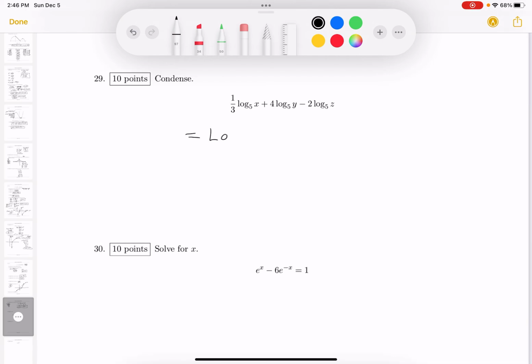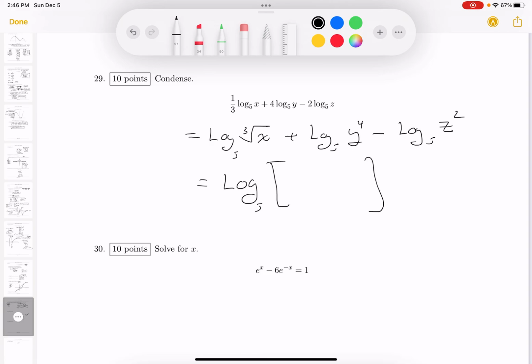This one says condense, one step at a time. These were all log base 5. This would be log base 5 of the cube root of x plus log base 5 of y to the 4th power minus log base 5 of z squared. Well, I'm going to condense it into one log now, log base 5. And this is going to be a quotient. And it's going to be the cube root of x times y to the 4th over z squared.